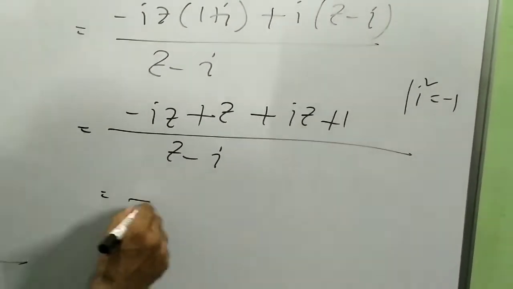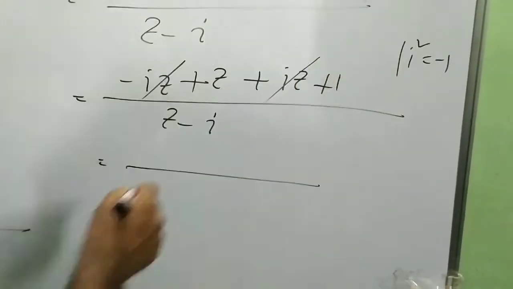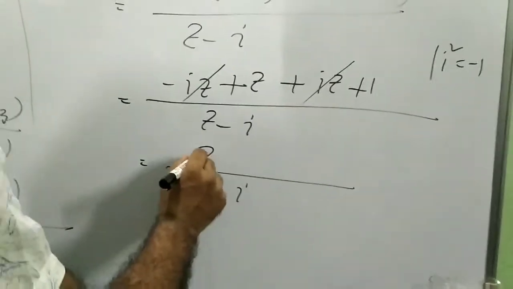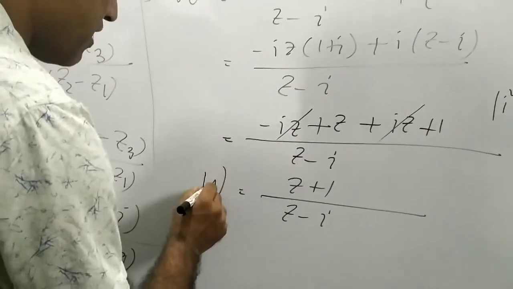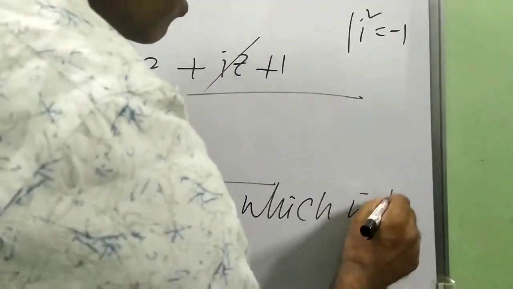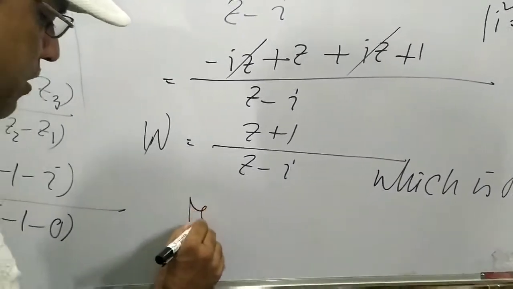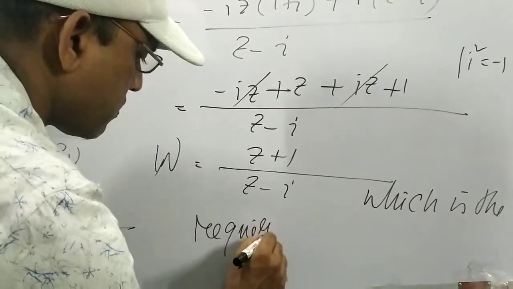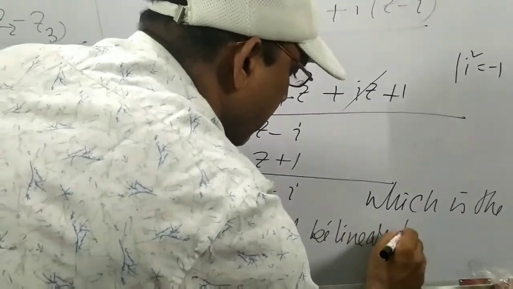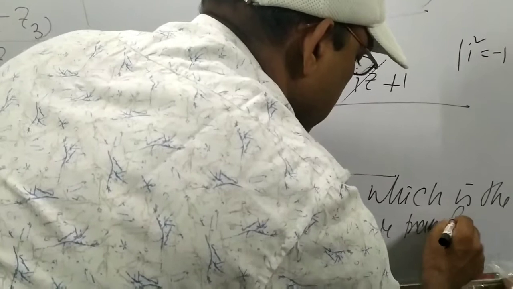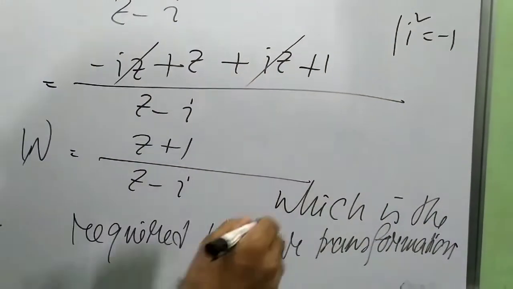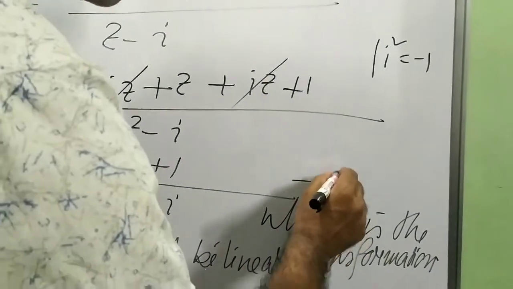So the denominator remains the same, and iz cancels, we get z minus i over z plus 1. This is our w, the required bilinear transformation, because this is number 1 we consider.